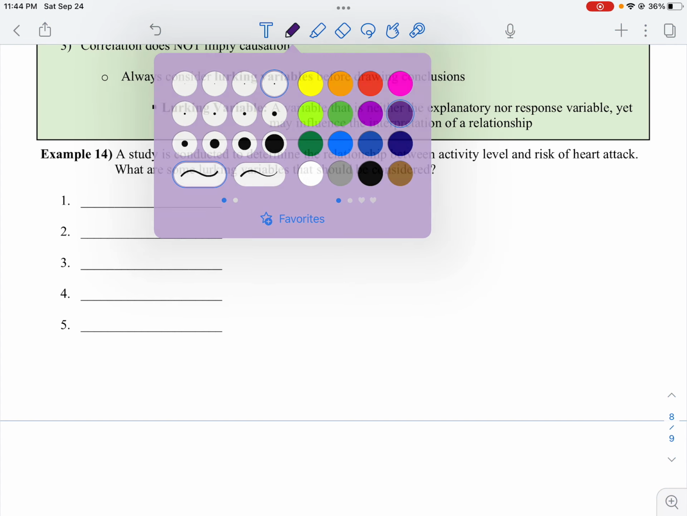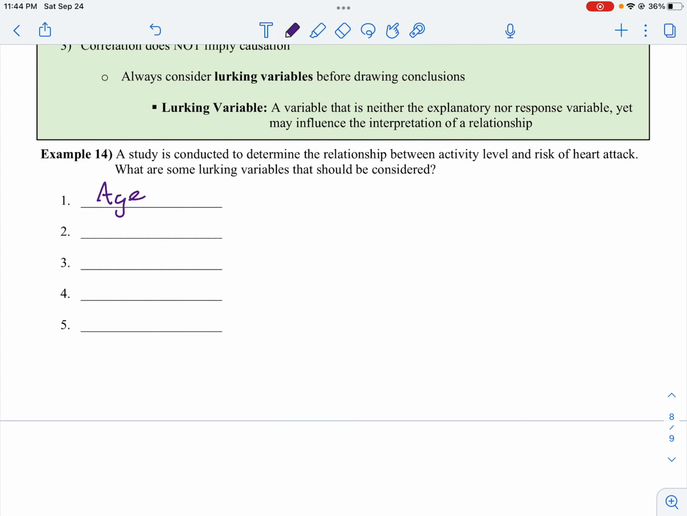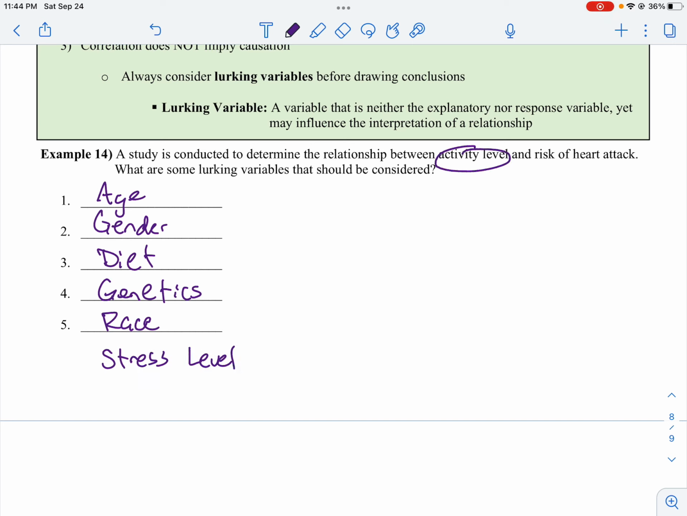Okay, so things may be age, could be gender, it could be diet, it could be genetics, okay, it could be race. Another one that's come up in years past has been stress level. These are all things that are neither activity level nor risk of heart attack, but could have an effect on the risk of a heart attack.